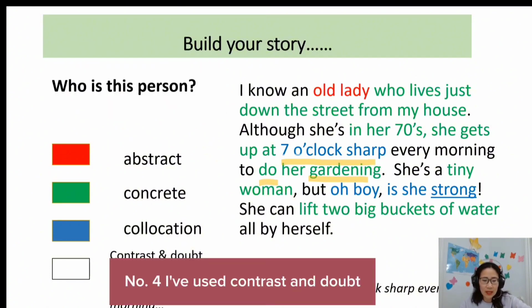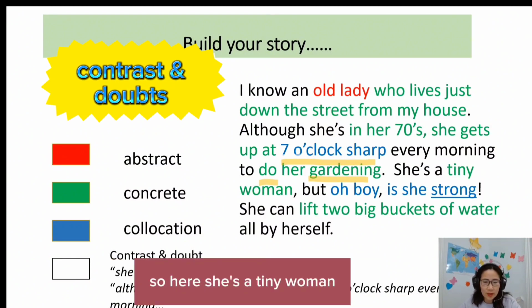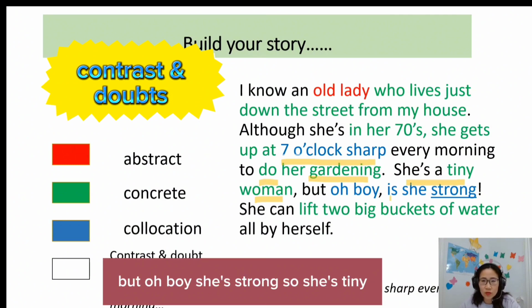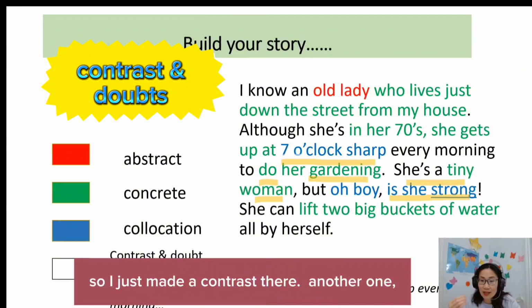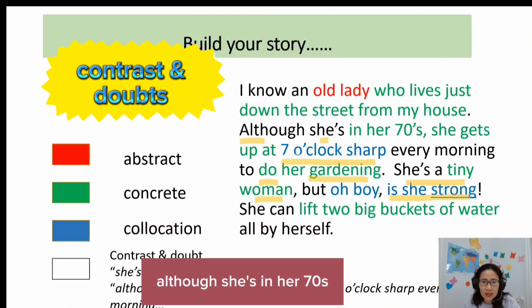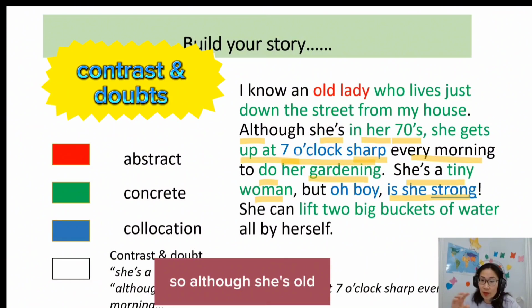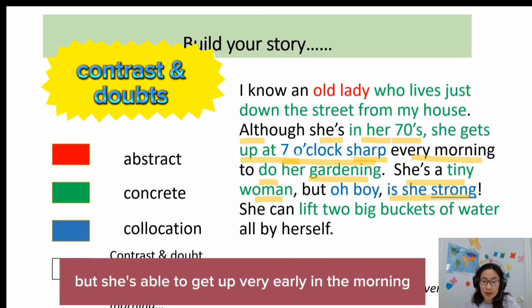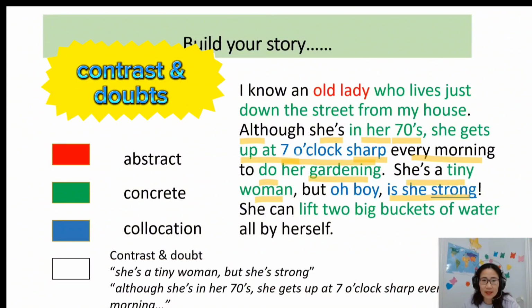Number 4, I've used contrast and doubt. So here, she's a tiny woman, but oh boy, she's strong. So she's tiny, but she's strong. So I just made a contrast there. Another one. Although she's in her 70s, she gets up at 7 o'clock sharp every morning. So although she's old, she's able to get up very early in the morning. So that's a contrast.